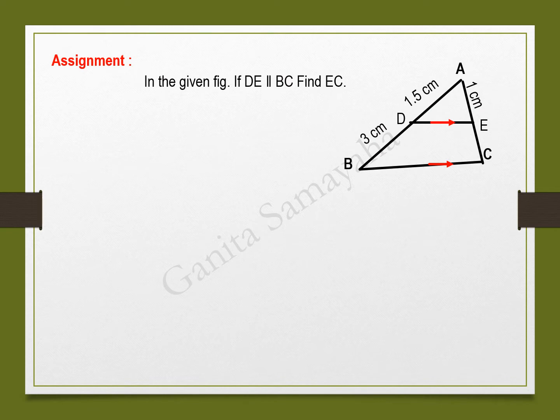Children, in the last video I had given an assignment. So let us go and discuss about this first. It says that you are given a figure in which DE is parallel to BC and you are asked to find EC. So this is the figure that is given. That is, we have got a triangle ABC in which DE is parallel to BC. We have to find AC.